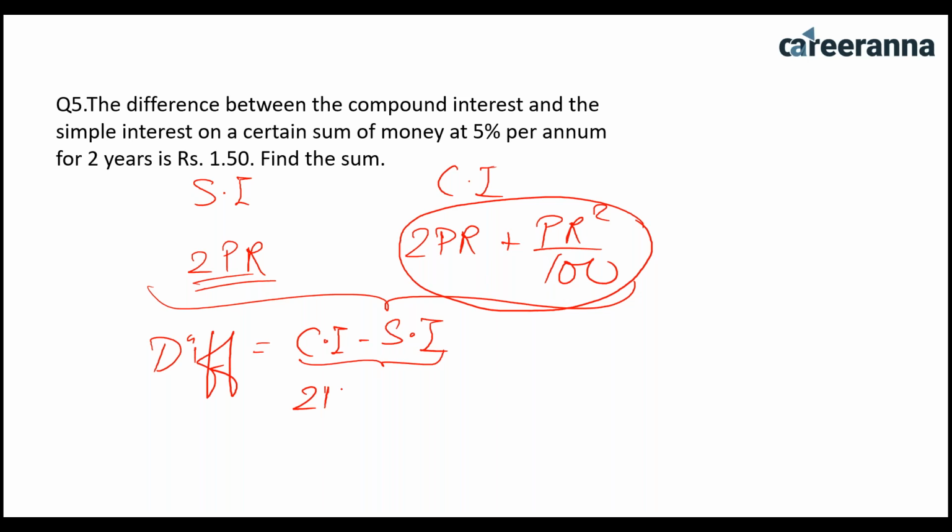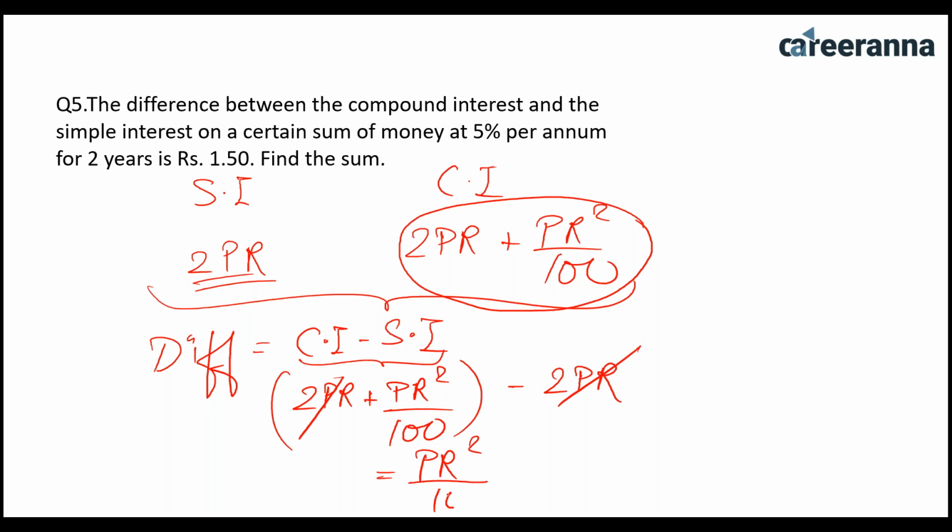So 2PR plus PR square upon 100 minus 2PR. So this will be what? 2PR gets cancelled. Difference is PR square upon 100. Okay, and this is the difference. Now you understand why I was telling you about the PR concept, because it helps in taking out the difference value. Okay. Now just apply this thing here and tell me the answer.